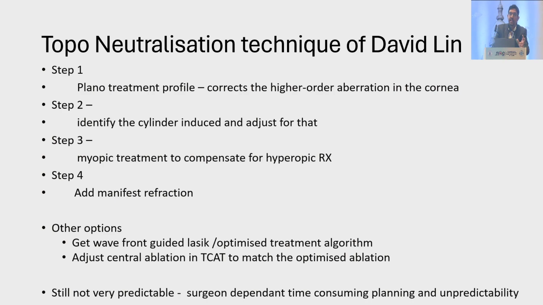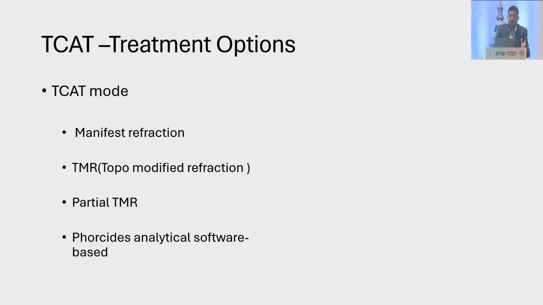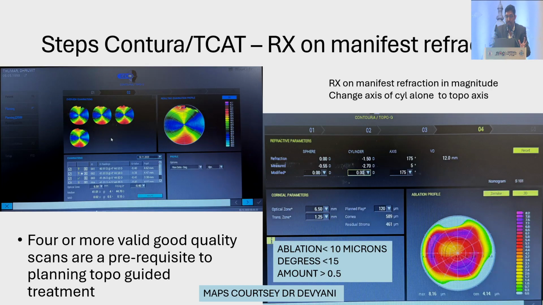The other way of doing it at that point of time was to look at the central ablation that your optimized treatment would do, and you just tweak the refraction in your topographic modified way to match the central ablation depth that an optimized treatment would give you. But these were still a lot more hit and miss. So now we do have certain guidelines on how we would want to do the treatment. You could either base it on manifest refraction, you could base it on what is called a topography modified refraction, you could do a partial TMR, or you have the 4CD's analytical software to be used in certain situations.